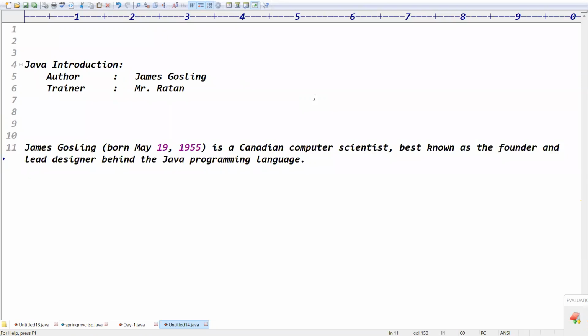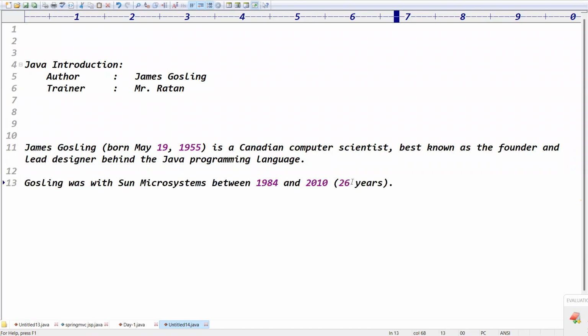Who is teaching us? Definitely, I'm the most important, right? Guys, see, James Gosling is a Canadian computer scientist. James Gosling worked for the vendor of Java. Vendor means which company releases Java. Initially the Java product came from Sun Microsystems. Exactly.